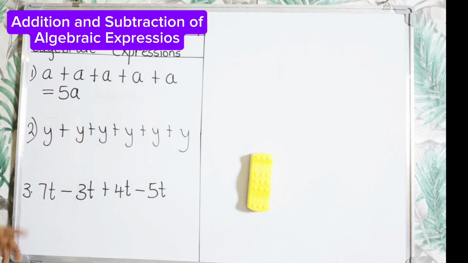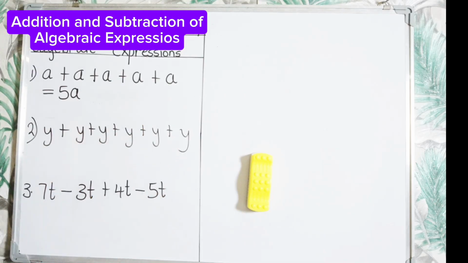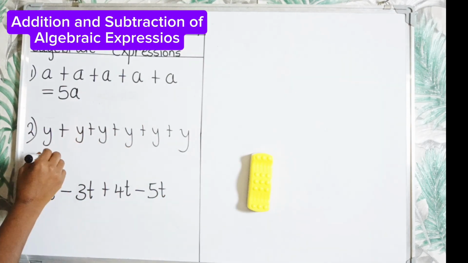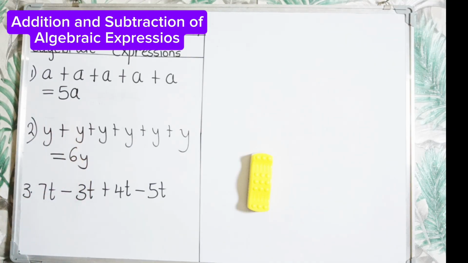So 5a. Now here we have y plus y plus y plus y plus y plus y. How many y's do we have? 1, 2, 3, 4, 5, 6. So this is equal to 6y.